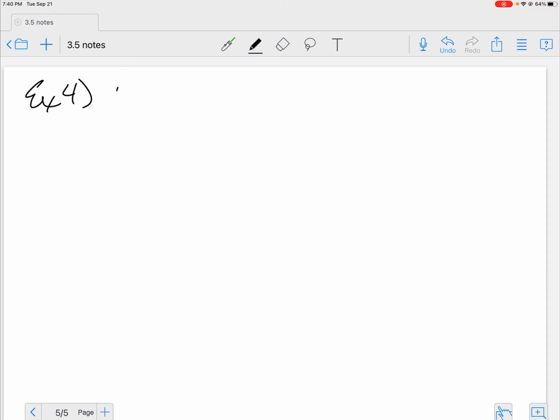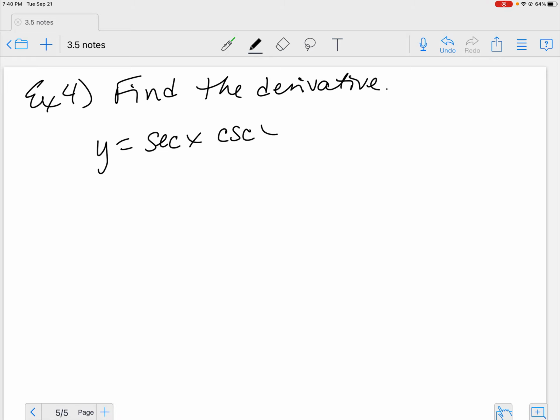But we're going to look here at example 4. Just practice derivatives. That's what we're going to finish our lesson out with today. Practice these derivatives. So find the derivative. There's just one to this problem. Y is equal to secant x cosecant x. So what are we doing? Product rule. Good, because it's function times a function. So we're going to do the product rule. Okay, do it up.